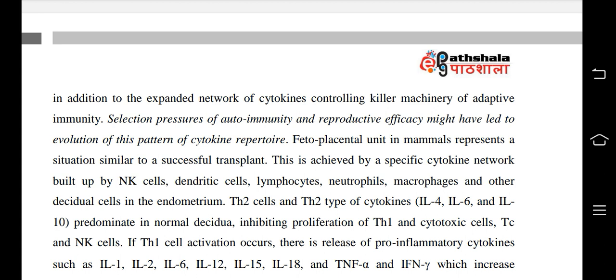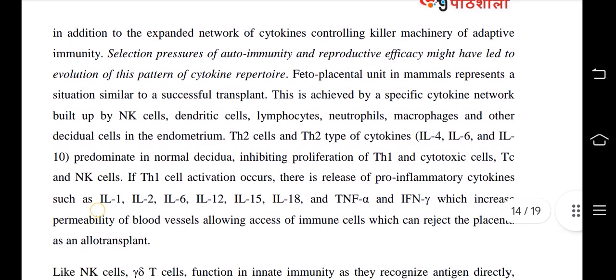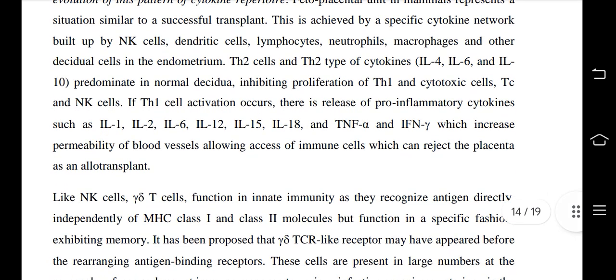Th2 cells and Th2 type cytokines, IL-4, IL-6, and IL-10, predominate in normal decidua, inhibiting proliferation of Th1 and cytotoxic cells, Tc and NK cells. If Th1 cell activation occurs, there is release of pro-inflammatory cytokines such as IL-2, IL-1, IL-6, IL-12, IL-15, IL-18, and TNF-alpha and IFN gamma, which increase permeability of blood vessels, allowing access to immune cells which can reject the placenta as an allotransplant.